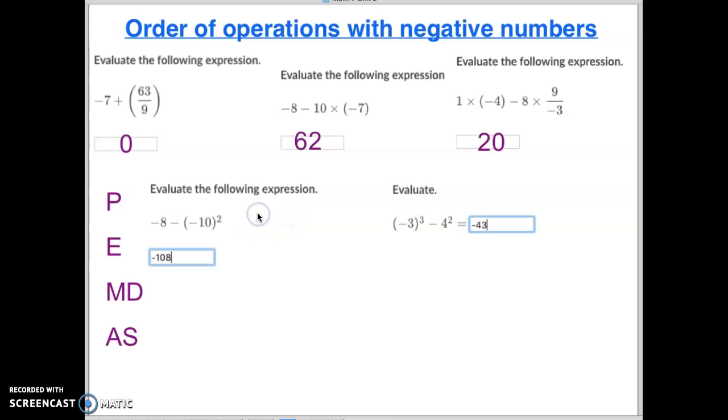So here are 2 more examples. I need you to look at this one and how did I get to negative 108? And then look at this one and how did I get to negative 43? Make sure you can get there. If you can't, you need to ask questions. But otherwise, if you can get there, that's how you do it. Order of operations with negative numbers is today's assignment.